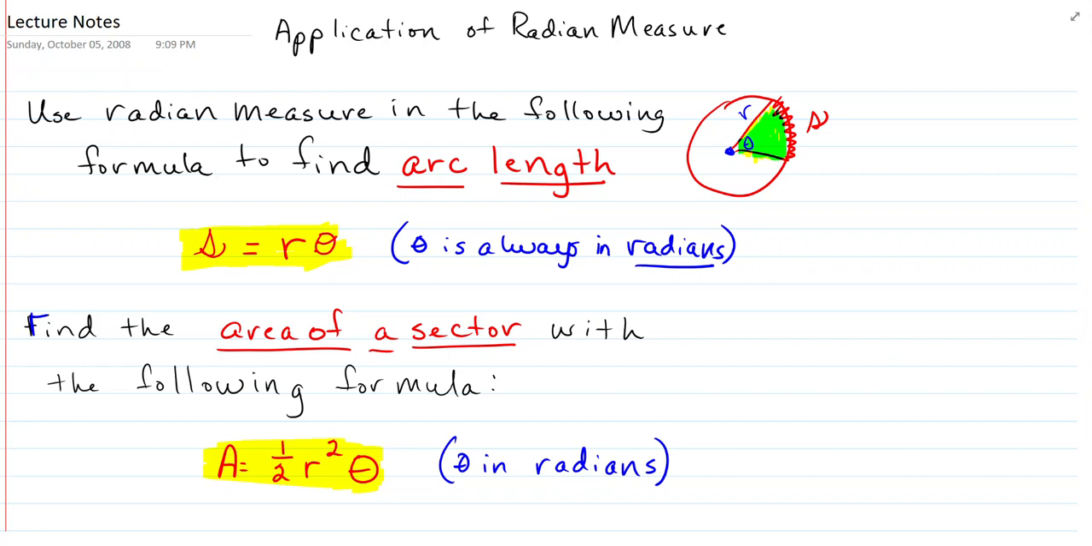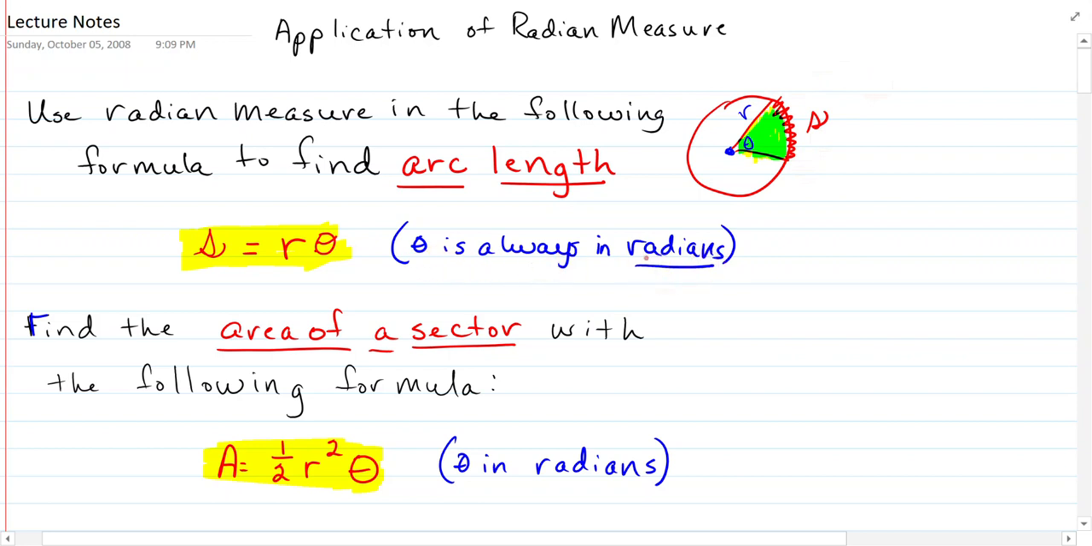Section 3.2, now that we know about radian measure, we're going to have some applications using radian measure. You use radian measure in the following two formulas. Finding the arc length, that's the length of this arc here, S, and S is r theta, but theta always has to be in radians.